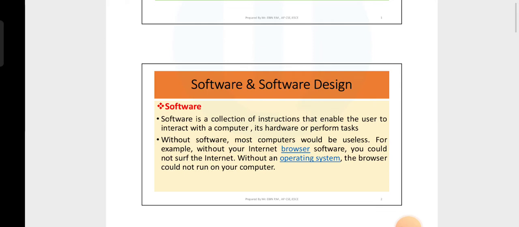Without software, most computers will be useless. For example, if you consider a browser software, without a browser you could not surf the internet, or without the operating system you cannot run the browser on your computer. So software is an important part of your computer. Without software your computer will be useless. So software is basically a set of computer programs which is used to operate the computer operations or to execute specific tasks in your computer.